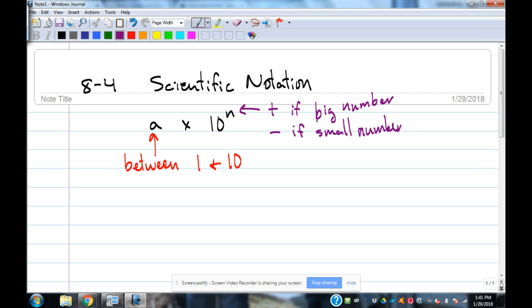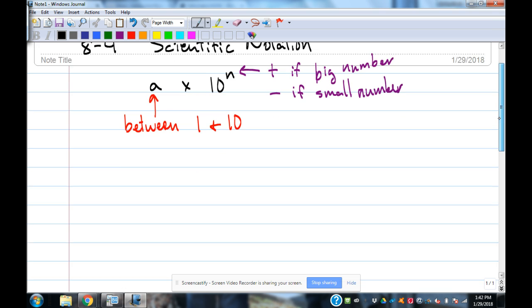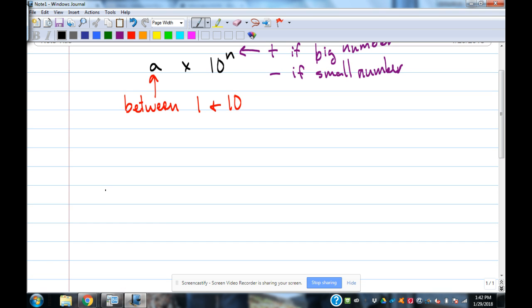All right, so we're going to work on moving first from standard form into scientific notation, and then we'll go the other direction, and then we'll do some operations that allow us to use our exponent rules. Okay, so first let's write the number in scientific notation.